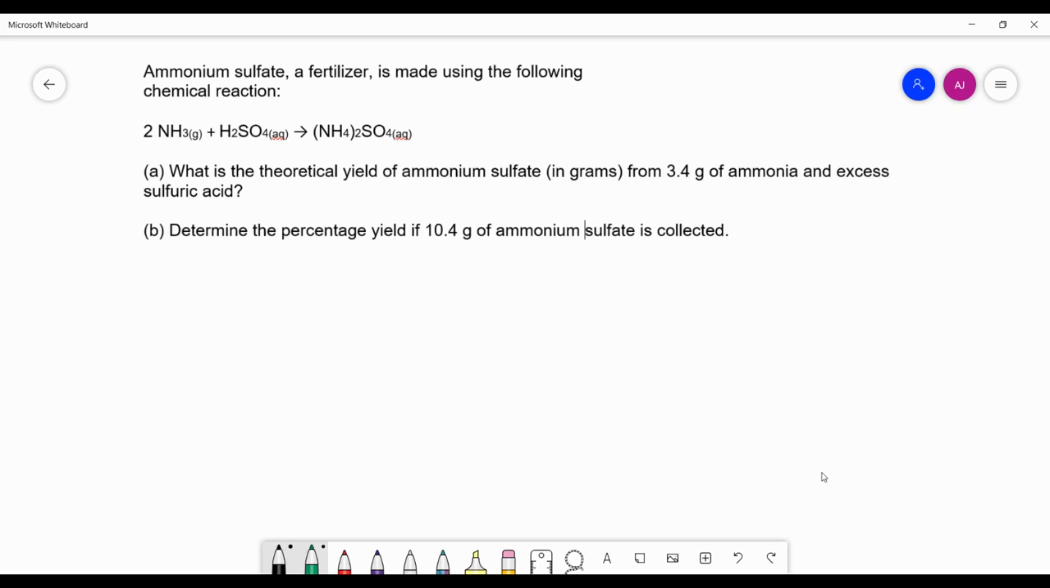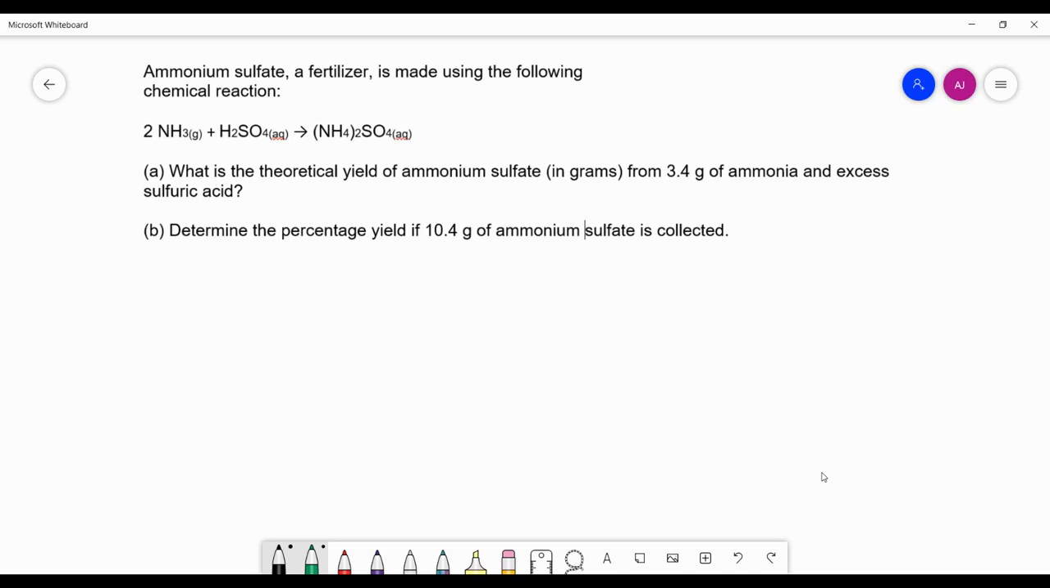Well, theoretical yield, even though it's a new term, it's just doing what we've already been doing in stoichiometry. Theoretical yield means calculating the amount of product that should be produced based upon the balanced chemical equation. So let's go through part A because it is the same stoichiometry that we've been doing already.